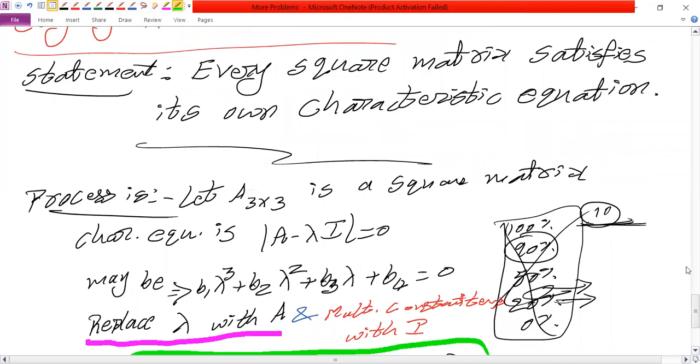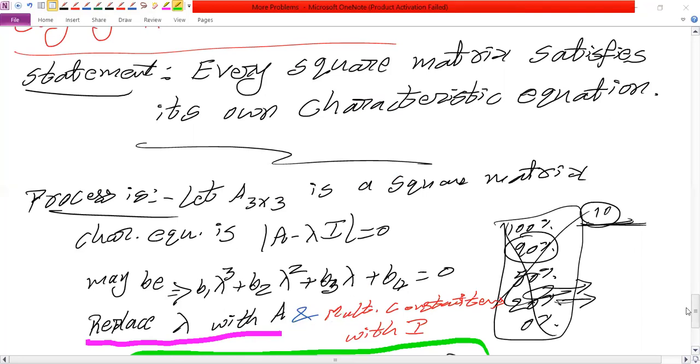So what is the Cayley-Hamilton theorem? Every square matrix satisfies its own characteristic equation. Now I am giving you the main important point, students, how they are going to ask in the problem. Every square matrix satisfies its own characteristic equation.